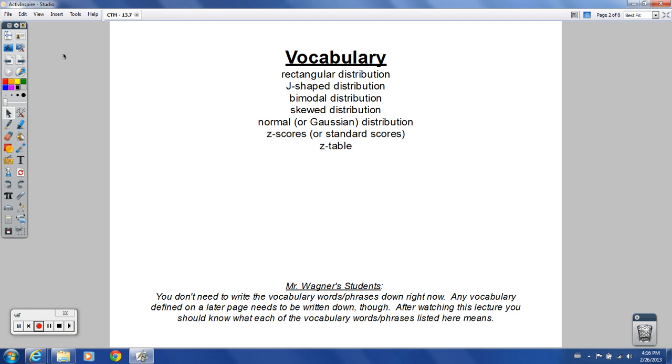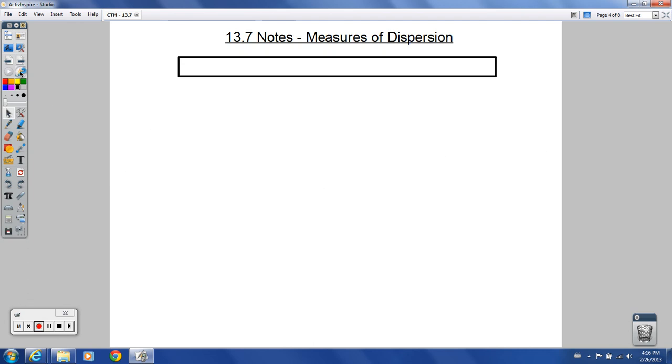We're going to talk about, in this lesson, different types of distributions and mostly about normal or Gaussian distributions. We're going to check those out and find out what Z-scores are and how to use a Z-table. That's the biggest thing that we'll be looking at here in this lesson. So 13.7, here we go.